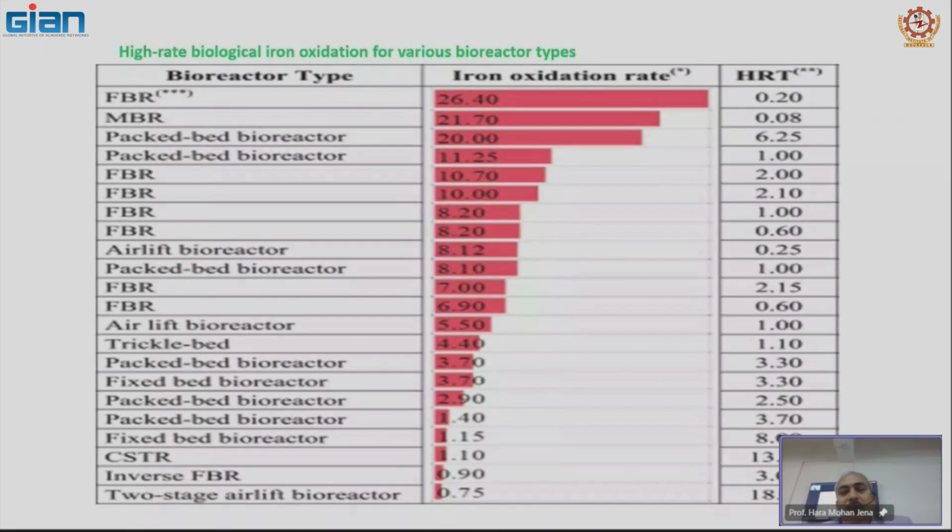So here this table shows how effectively the fluidized bioreactor works over the other types of bioreactor. For iron oxidation rate, the maximum of 26.4 is achieved with a very low hydraulic retention time of 0.2. You can tell that the packed bed is also sometimes better than the fluidized bed, but there the hydraulic retention time is quite large, whereas the hydraulic retention time for the fluidized bed is less. So that is the advantage of this fluidized bed reactor.